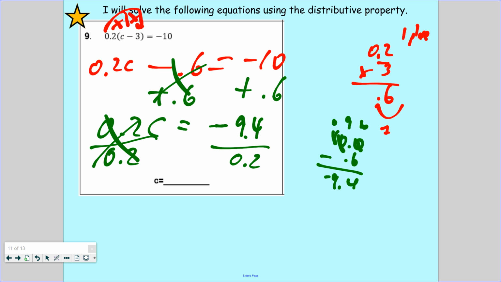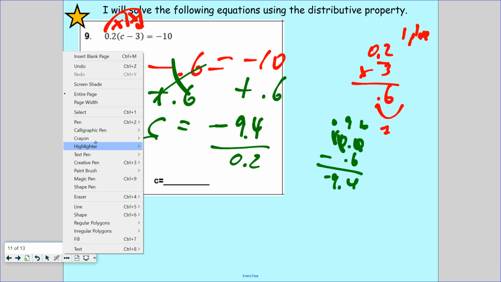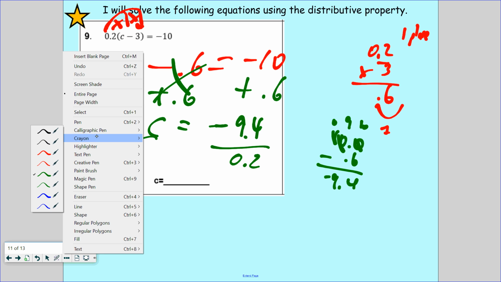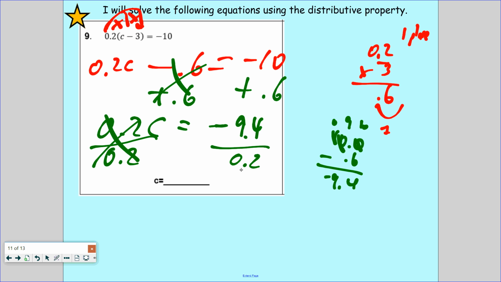So what is 9 and 4/10 divided by 2/10? Again, we do not like working with decimals. If you need to remind yourself how to divide decimals, go to the previous lesson. You move this one place over, that becomes 2 whole. Move this one over, that becomes negative 94. So negative 94 divided by 2 is negative 47. So that is how we have practiced with two-step equations with distributive property.